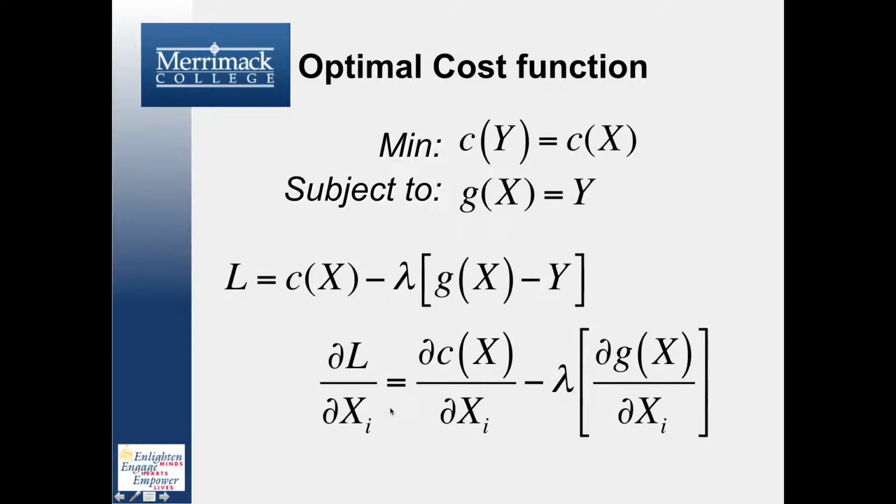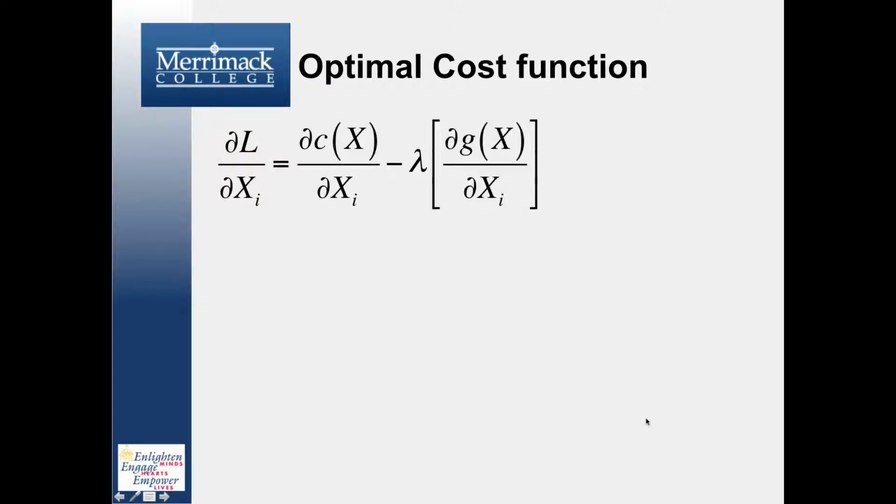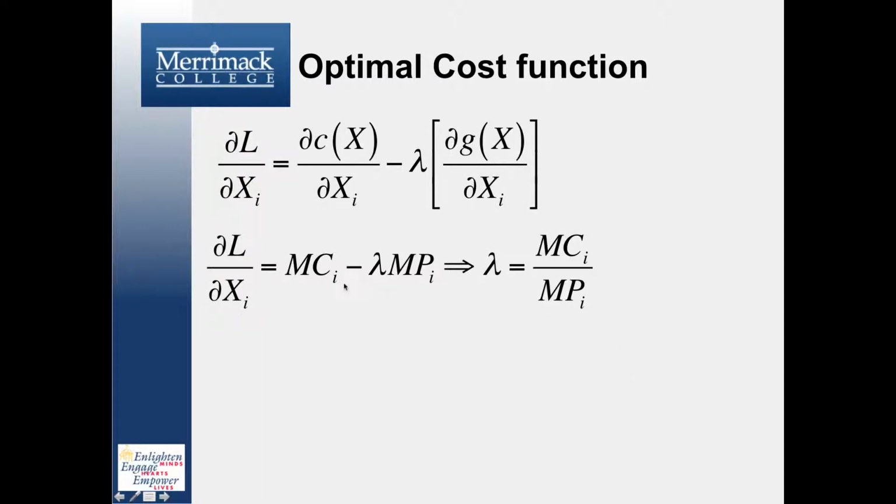And if I go through this process, the first derivative of the cost function with respect to any of the x's equals the Lagrangian multiplier times the first derivative of the production function, where y drops out with respect to x. And I know that, or I'll define this.